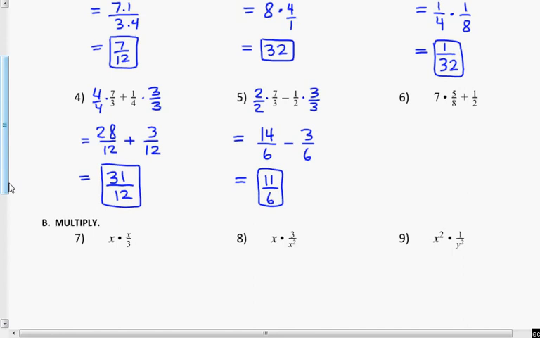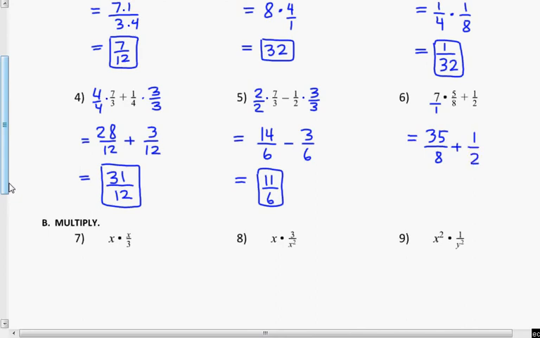In number 6, just remember to follow the order of operations. We have to multiply before we can add. So I put a 1 under that 7. I have 7 over 1 times 5 over 8, which is 35 over 8, plus 1/2.